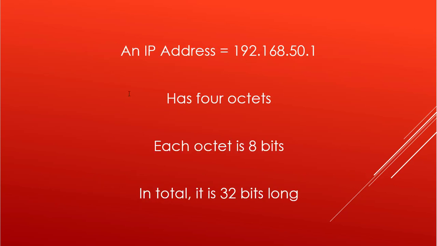So if I look at an IP address, it looks like this: 192.168.50.1. So there are 4 octets. This is an octet, octet, octet, octet. So the dots separate the octets. Each octet is 8 bits, as we learned in binary. So the total is 8 plus 8 plus 8 plus 8. So an IPv4 address is 32 bits long every time.